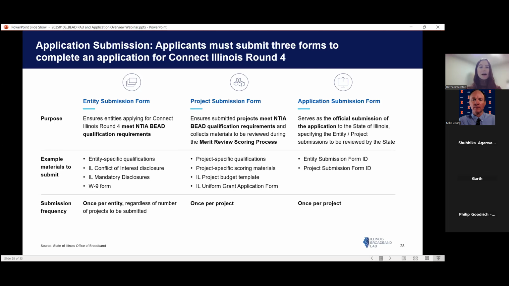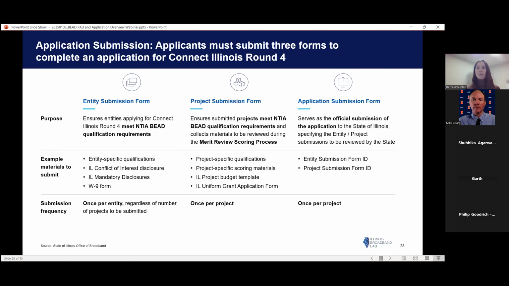Once you submit your project submission form, you'll get a project ID, and then there's one final form where you essentially just submit your name, your organization, your entity ID, and your project ID. Hit submit. This is something we have to do for the state of Illinois to formally document it. So we'll send out some reminders before the window closes to make sure that you do that final step.